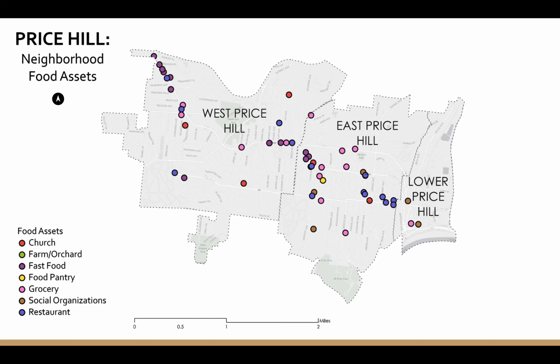So this would be an example of an existing conditions map for food needs. This is Price Hill Neighborhood Food Assets. We highlighted the unique characteristics, and really you can see the bubbles kind of densify around the business districts, Glenway Avenue. So just the spatial orientation and the diversity and color really is a lot of information. So this data will be used later as well.